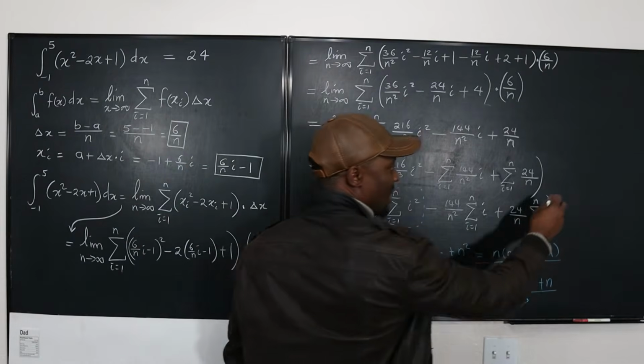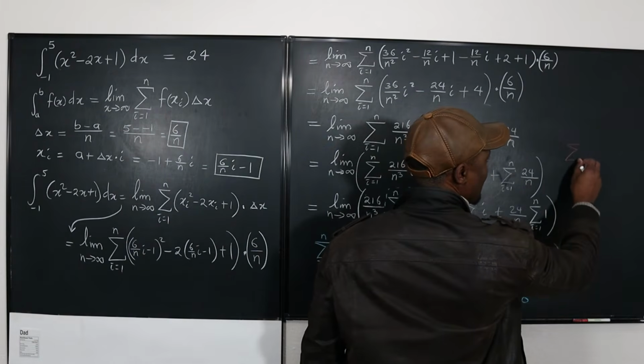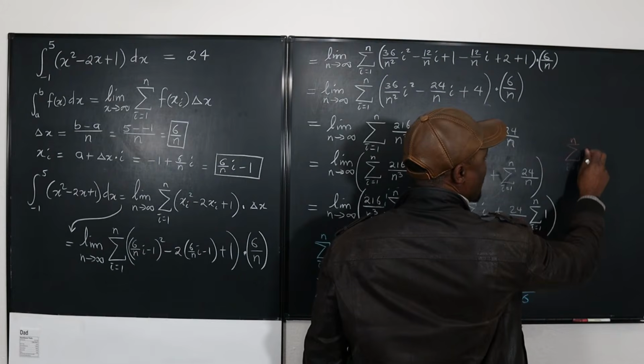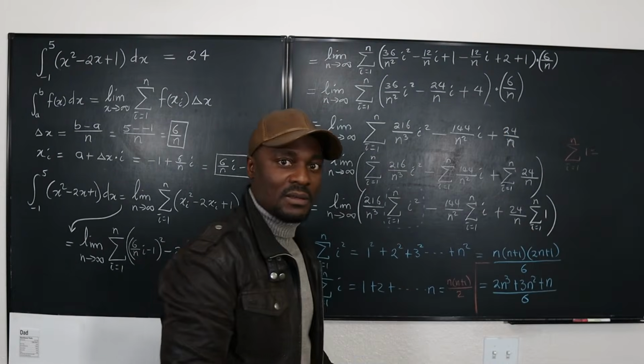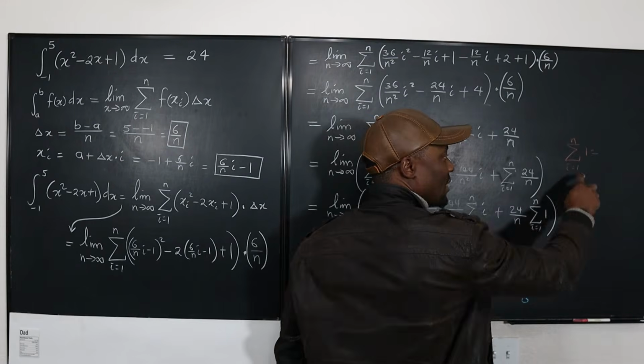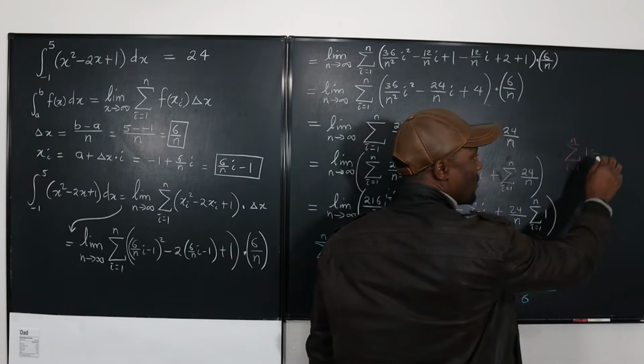Okay, let me explain what this means. What does this mean? If you have the sum I equals 1 to n of 1, what does that mean? It means when I is 1, well, this is not I, this is 1. You're going to have 1.